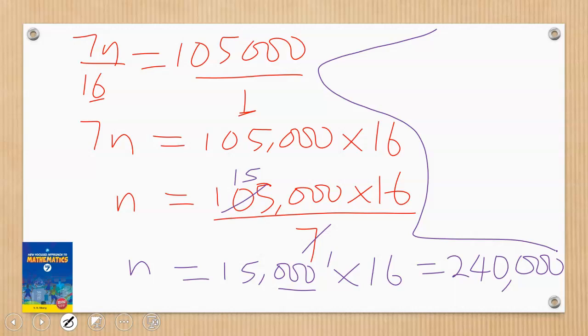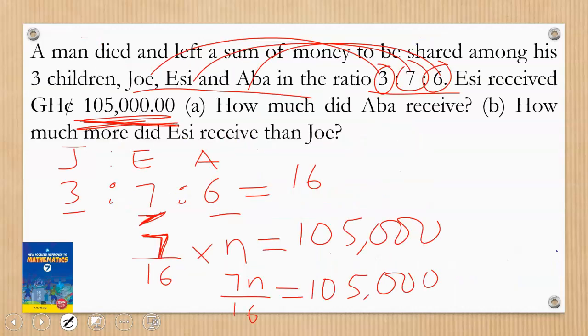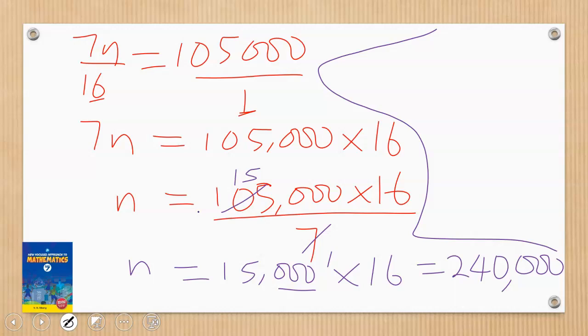Now, the next question we want to find is, how much did Abba receive? So Abba's share, and Abba's ratio is 6. So it means that her share is going to be 6 out of the 16 times the total amount that they are to share, which is 240,000. And here we can do simple cancellation. Okay, let's take it one after the other. 2 can divide here as 3, and 2 can divide here as 8. And we know 8 can divide 24, right? So when 8 divides 24, we have 3.